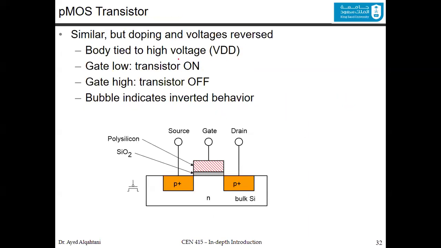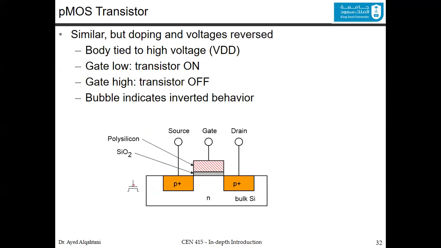Now, for the PMOS transistor, it's similar, but the doping and the voltages are reversed. So we have a P plus here, P plus here, and we have N. And this is the symbol of the PMOS transistor. So the body is tied to the high voltage, usually VDD. If you have the gate low, then the transistor is on. If it is high, then the transistor is off, and this is indicated by the bubble, as I mentioned.